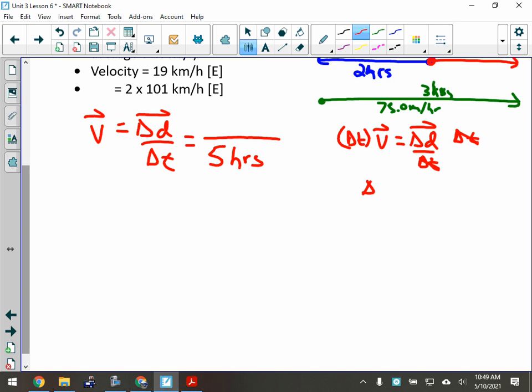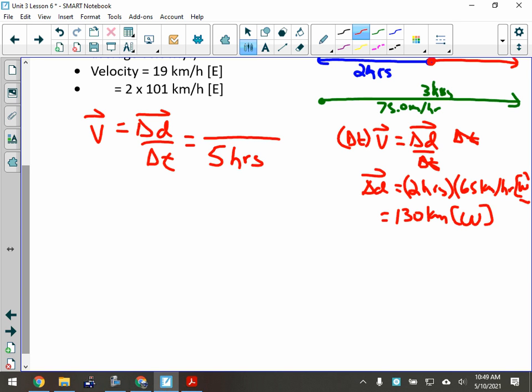So if I want the displacement, I'm going to take the time, which is, I'm going to do the top one here first, 2 hours, and I'm going to multiply it by the speed, which is 65 kilometers an hour for, I said west direction, okay? Sorry, I'm kind of cutting it off there. And 65 kilometers an hour times 2 is 130 kilometers in the west direction, okay?